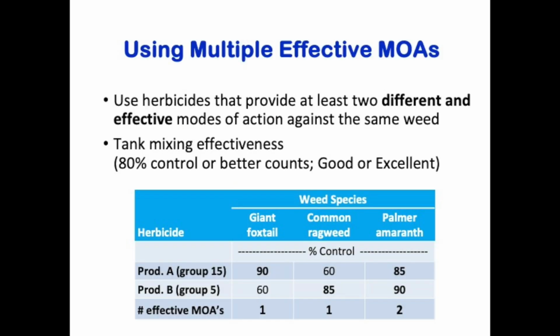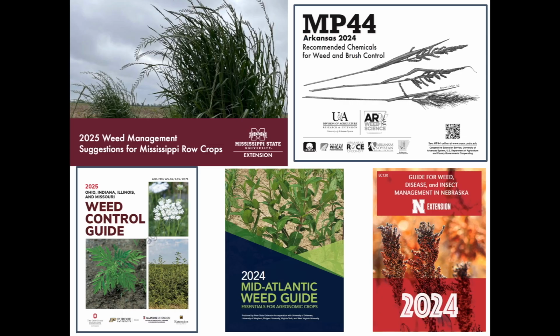We're looking for herbicides that would give us good to excellent weed control. Another way of looking at it is providing at least 80% control. Where do you find this information? Extension weed specialists across the country put together publications that list the common weed species that they experience and provide these ratings. So here's an example of some of the publications that you might use to find these efficacy ratings.